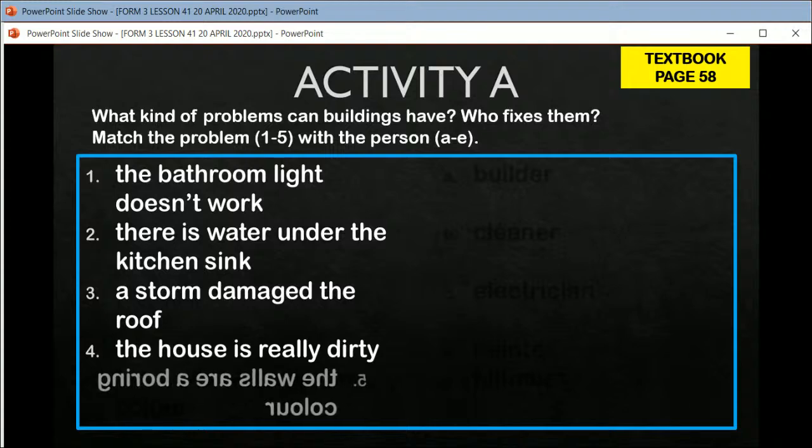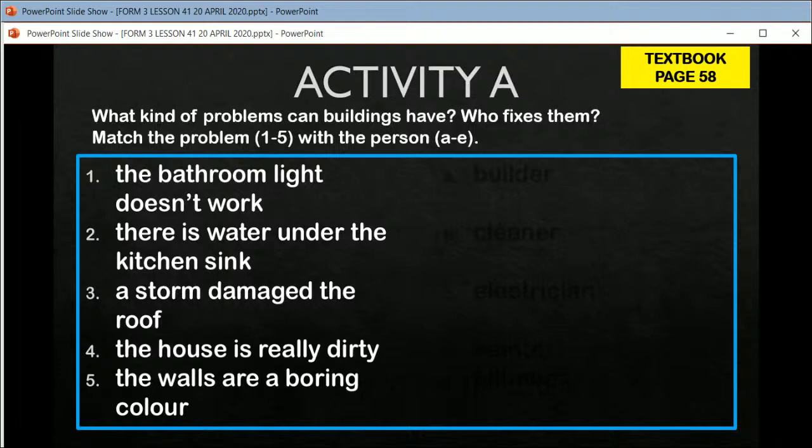Yes. And then the walls are a boring color. Okay, your house wall is all just white, so it's boring for you, especially right now that we are staying home and we're just facing the four walls day and night. So it's so boring just to look at the same color. Right, so.